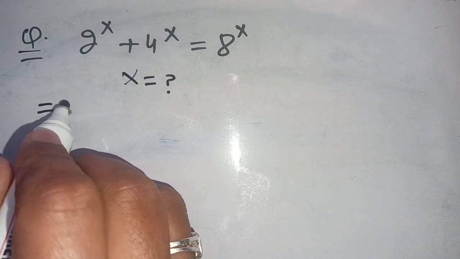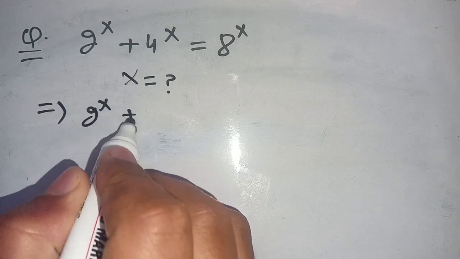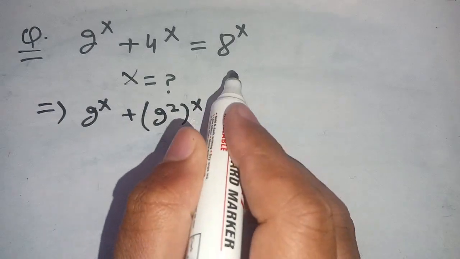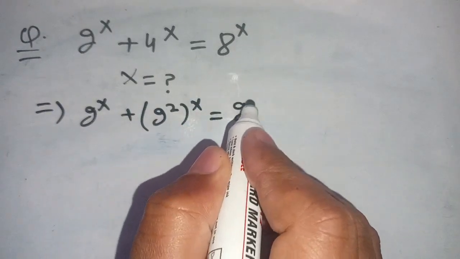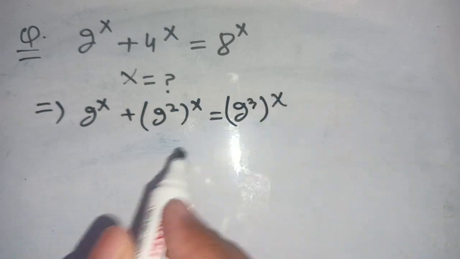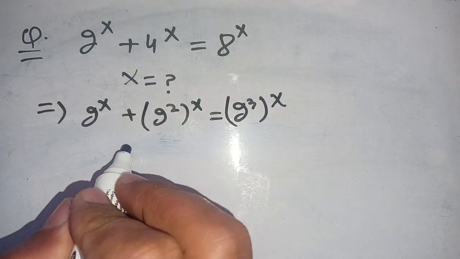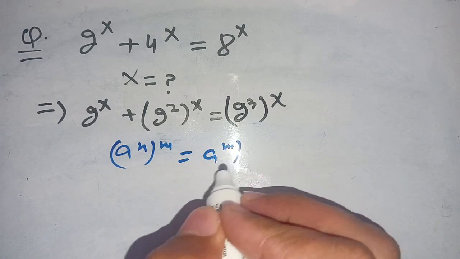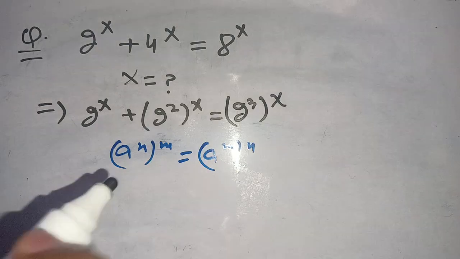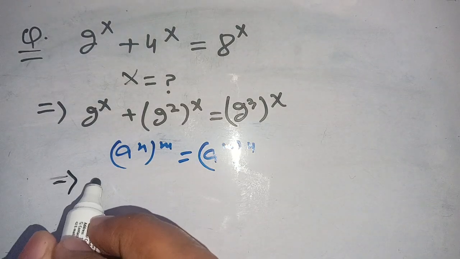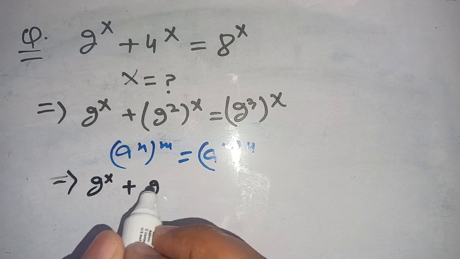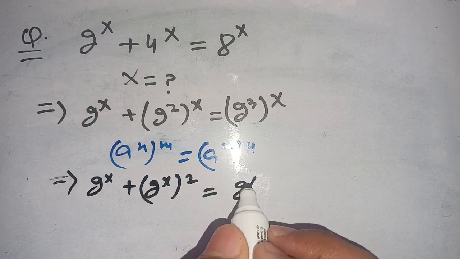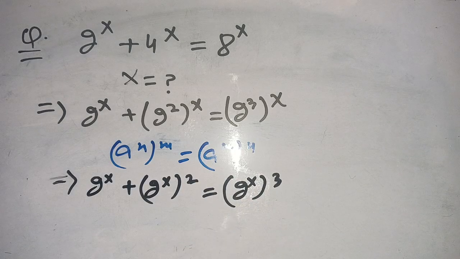Let us solve this. We can write 4^x as (2^2)^x, and 8 can be written as (2^3)^x. Now, we know that (a^n)^m is equal to (a^m)^n. Now we can rewrite our equation as 2^x + (2^x)^2 = (2^x)^3.